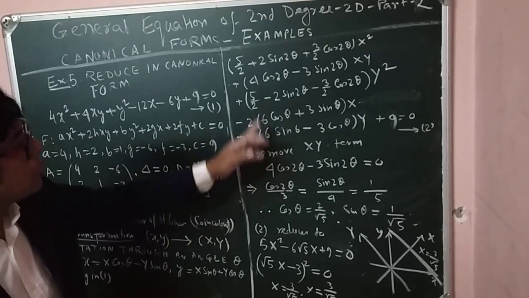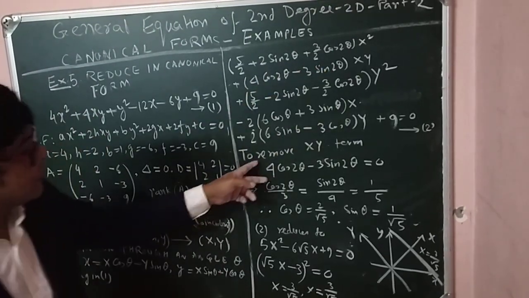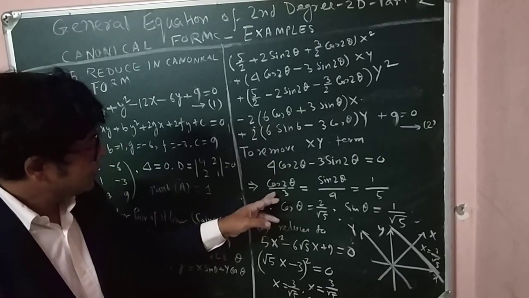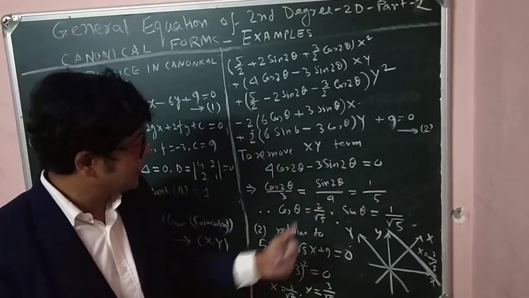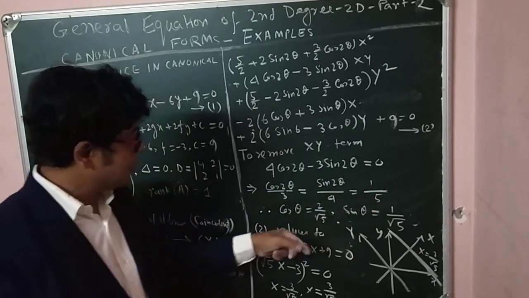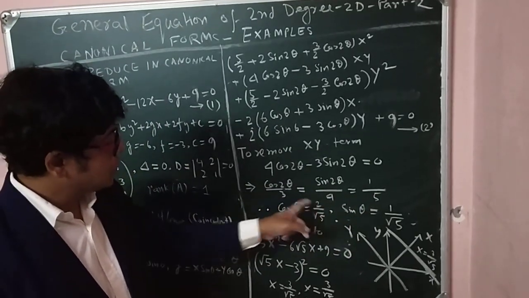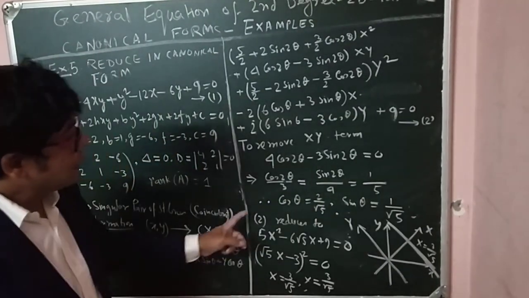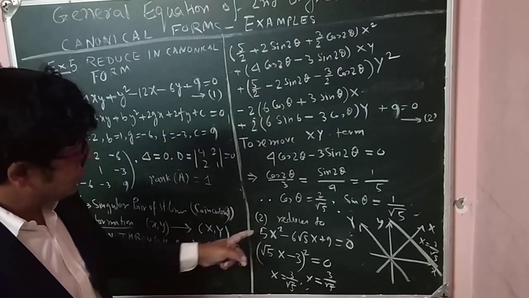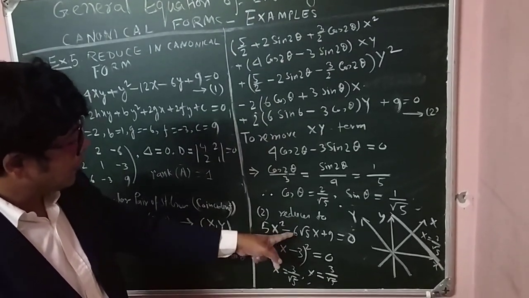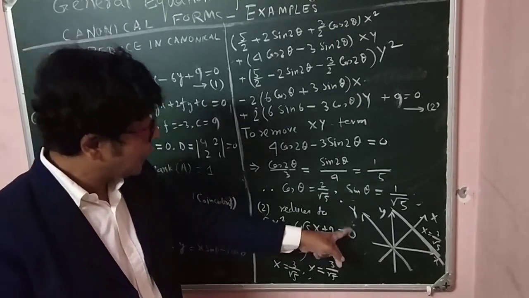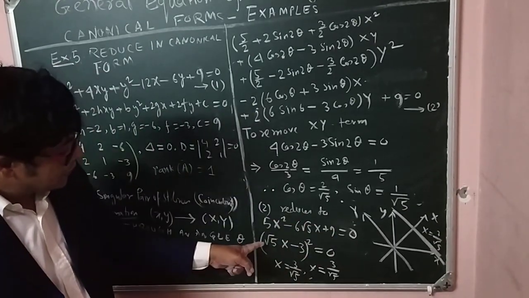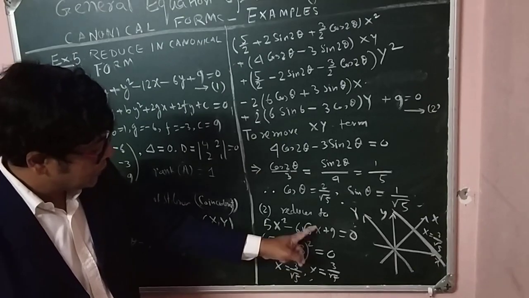As we know, we have to remove the XY term. We obtain this one: cos 2 theta by 3, sin 2 theta by 4 equal to 1 by 5. You can see that both cos 2 theta and sin 2 theta are positive, so 2 theta lies in the first quadrant. So theta is in the first quadrant, and cos theta equal to positive 2 by root 5, sin theta equal to positive 1 by root 5. Hence equation 2 reduces to the equation 5x square minus 6 root 5 x plus 9 equal to 0. So this can be made a perfect square, (root 5 x minus 3) whole square.